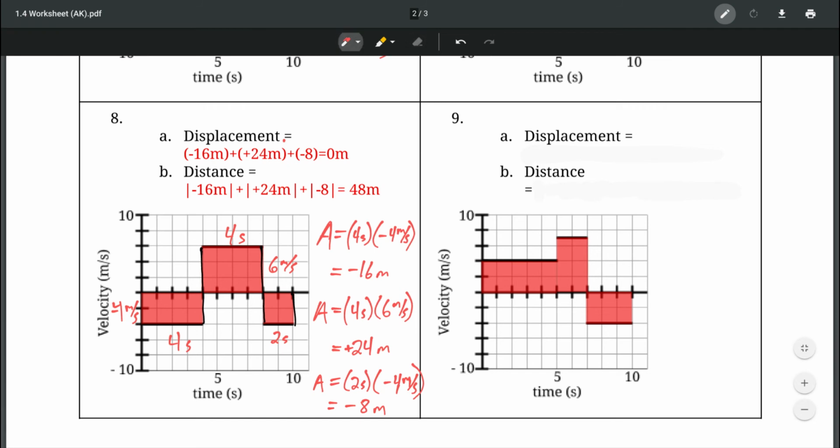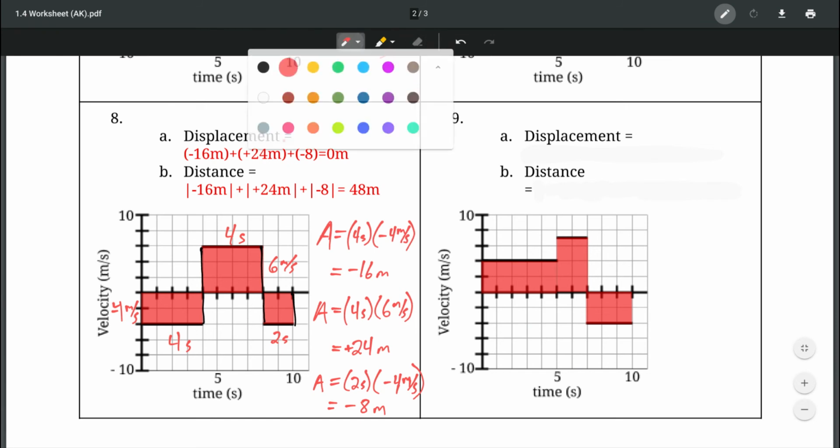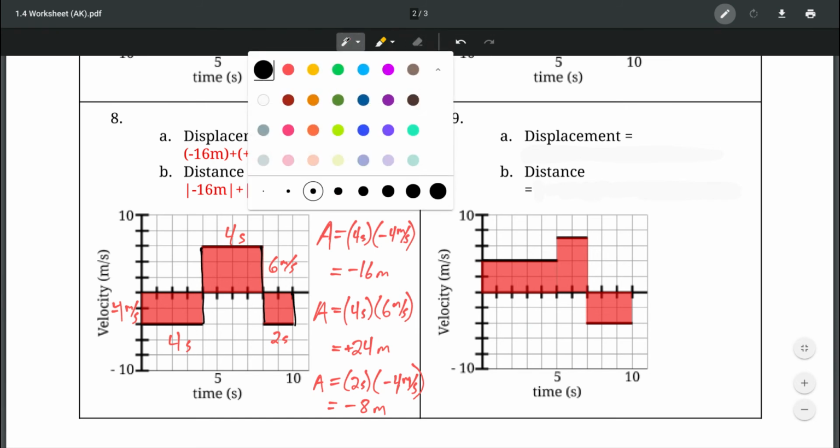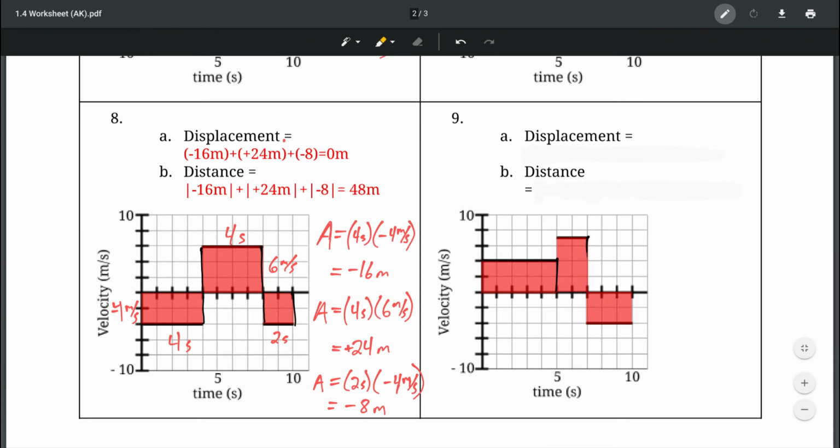For number 9, we have a similar process. We've got 3 distinct rectangles that we need to find the areas of. And after we find these areas, we can find the total displacement by adding the areas together, which gives a +22 meter displacement. And then we need to look at each of these chunks separately, find the absolute value of them, and then sum those absolute values to get a distance of 46 meters.